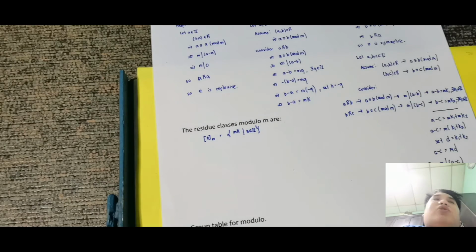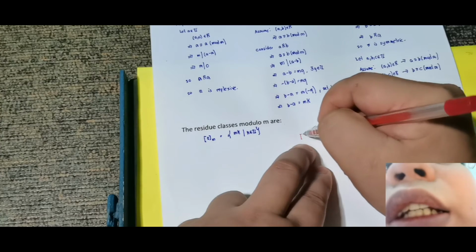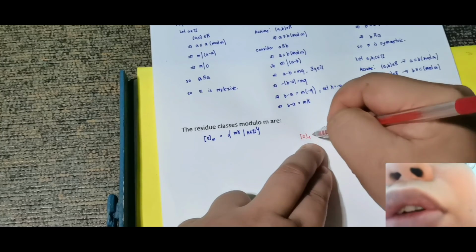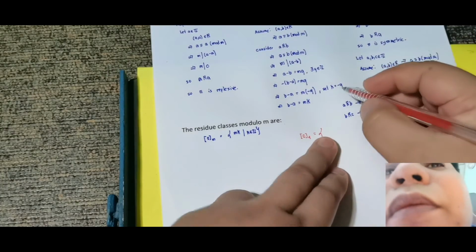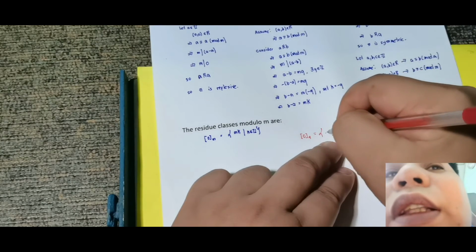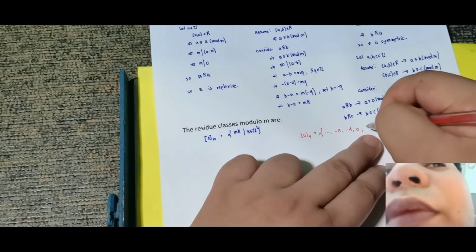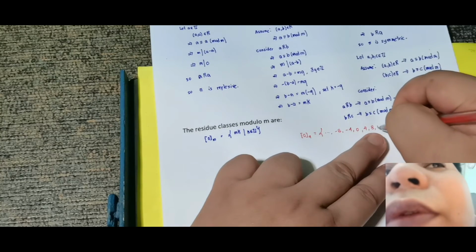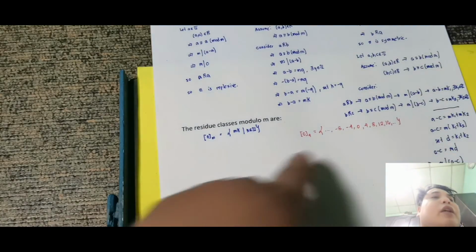Okay, so ano ibig sabihin niyan? Kunyari, modulo 4, kunyari 0. That is 0 modulo 4. Ano yung ibig sabihin niyan? That is simply the set containing, since K is an integer, kunyari negative 8, negative 4, 0, 4, 8, 12, 16, and so on. Ayun yung ibig sabihin niya. Kunyari ginawa kong 5, syempre multiples of 5.